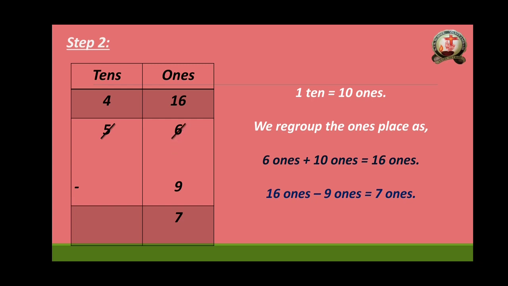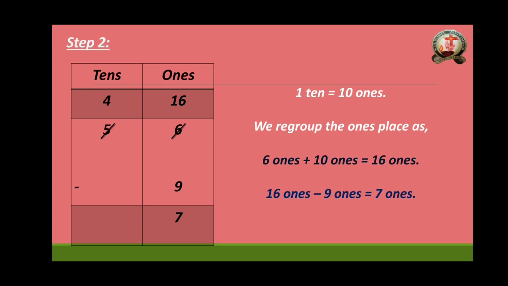So we regroup the ones place as 6 ones plus 10 ones, because 6 is less than 9 and we have to take 1 ten from the tens column. So we have taken it out. Here 1 ten means 10 ones. So we regroup the ones place as 6 ones plus 10 ones, that is equal to 16 ones.